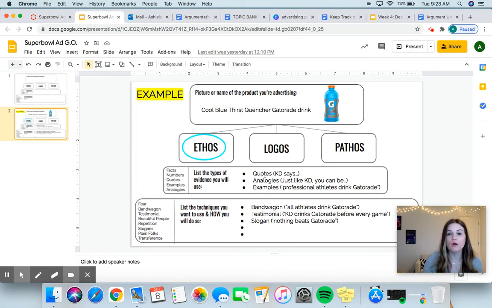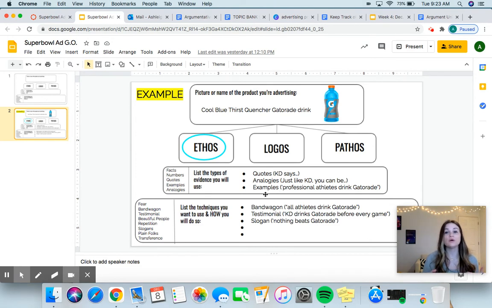So if I'm doing a quote, I could think about a professional athlete that would drink this drink and say, Kevin Durant says, the Cool Blue Thirst Quencher is the best ever, blah, blah, blah. I don't really know what I'm going to say yet, but I know that I have thought of an athlete and I could try to find a quote. Analogies, this could be using a metaphor or simile. Just like KD, you can be blank, and fill in the rest later. Examples, professional athletes drink Gatorade. This is pointing to a very specific example, an anecdote, a story maybe.